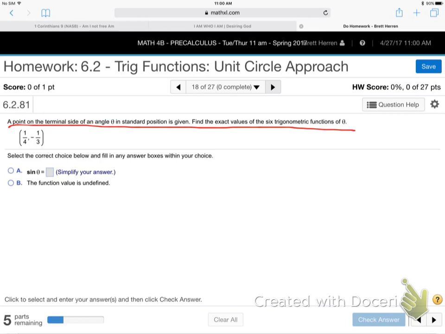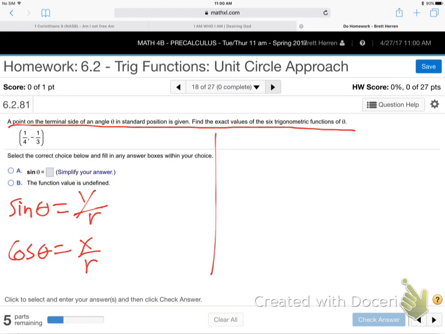All right. So let's find this. We learned the definitions. Sine, for example. What's the definition of sine? It's not just y, is it? It's y over r, we talked about last time, right? And cosine is x over r, etc. So let's go to the unit circle.